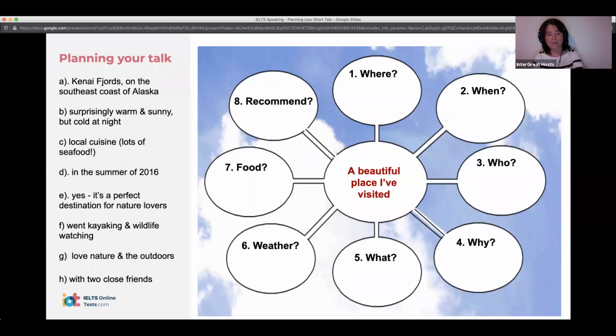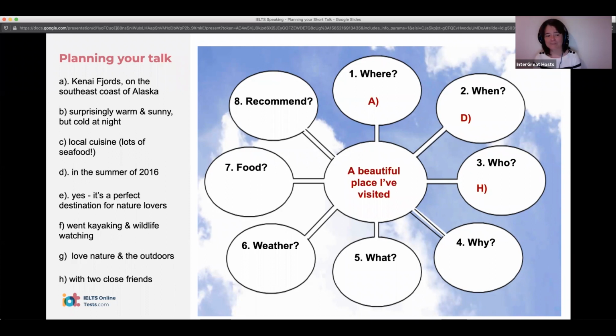So now we're just going to look at the keywords. Remember, don't try and write too much, just some keywords. They should be like triggers, which enable you to talk about a lot of detail. Yes, so we're going to match the answers to the questions. So you're right, as some people have already said. So where is A? When is, okay, good, the summer. Who? You're going ahead a bit, guys. Yeah, with two close friends.